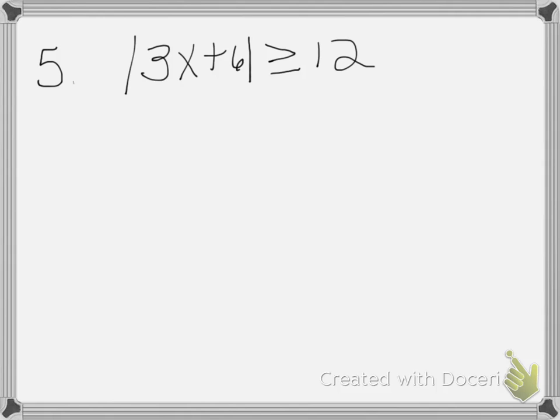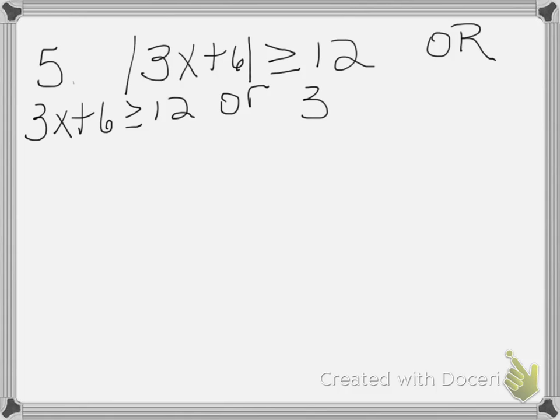Okay, number 5. This is absolute value of 3x plus 6 is greater than or equal to 12. Remember, greater is the word or. So we take it out of the absolute value. 3x plus 6 is greater than or equal to 12. Make sure you write the word or. 3x plus 6, and when we go to put it to the negative 12, don't forget we have to flip the inequality and put it negative 12.